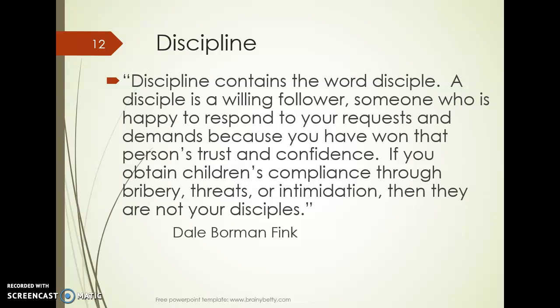So basically, discipline, and I feel like we've talked about this before in class as well, contains the word disciple. A disciple is a willing follower or someone who is happy to respond to your requests and demands because you've won that person's trust and confidence. If you obtain children's compliance through bribery, threats, or intimidation, then they are not your disciples.